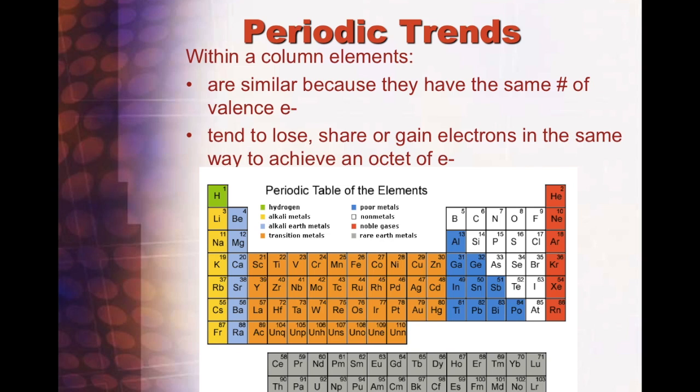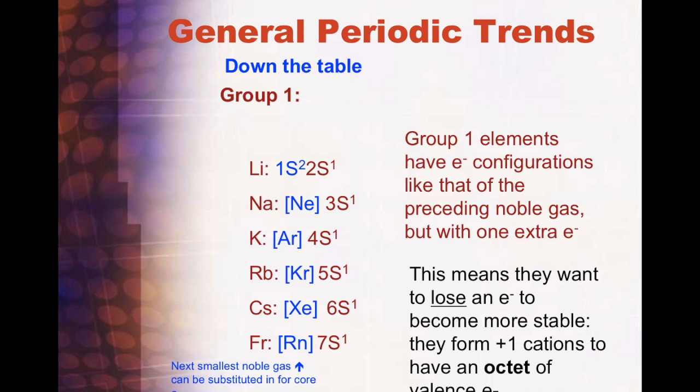The elements that are the most similar to one another are those that are within a column or a group of elements. These elements are similar because they have the same number of valence electrons and tend to lose, share, or gain electrons in the same way to achieve an octet. We'll now go on to some more general trends in the periodic table. First of all, we'll look at trends going down the table.